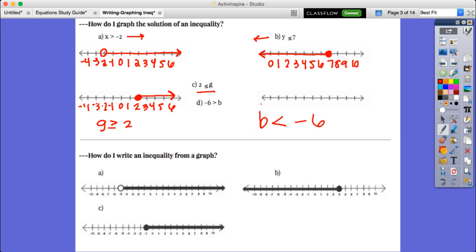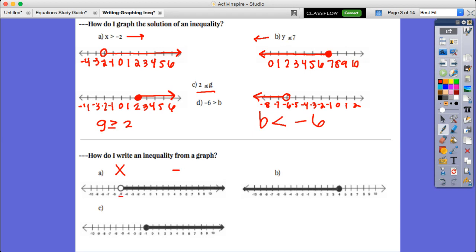So we're going to do our number line. So we're going to put an open circle at -6, and it's going to be all numbers that are less than -6. So it's going to go in this direction. Now the last part is how can we write an inequality by looking at a graph. So we're going to put any variable. I always like to use X, but you can use any variable. You're always going to write the variable first. Now, we're going to write our number on the other side.